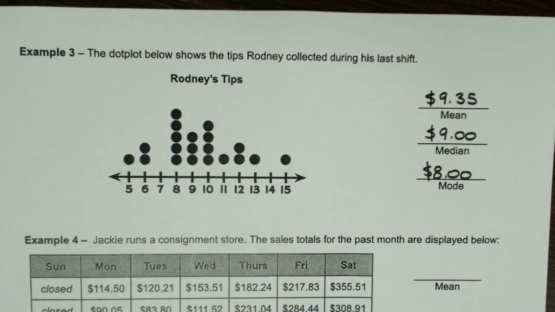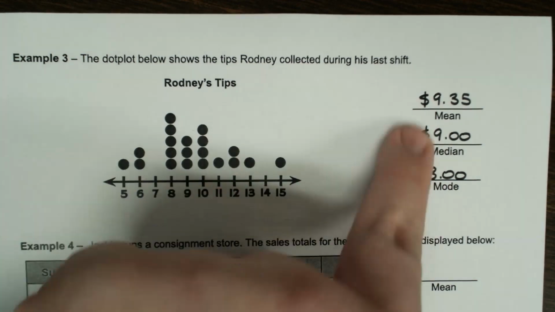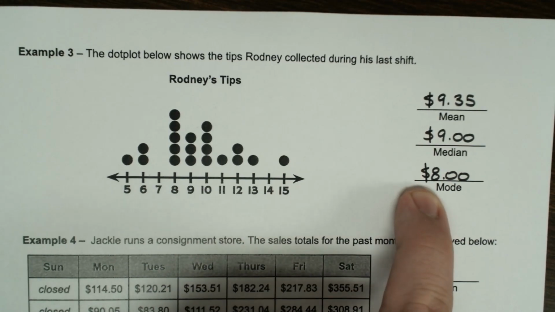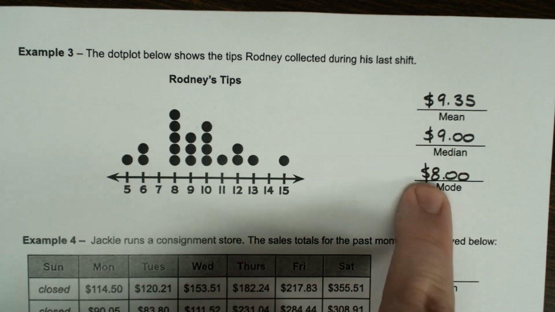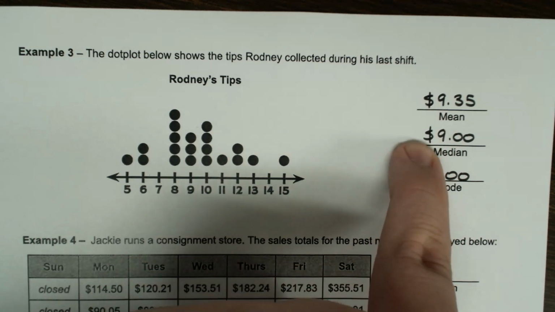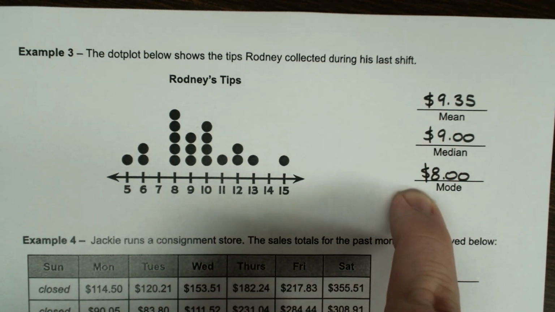Any questions, y'all? Now, as we're going through these, I do want you to be thinking, we're talking about the center, the middle of the data. We get 3 different numbers here. So which one is most representative? Like if you were hiring somebody and they asked, what's the most common tip that you get? You got 3 different numbers here. The average tip for that night was $9.35. The middle tip was $9, but the most common tip was $8.